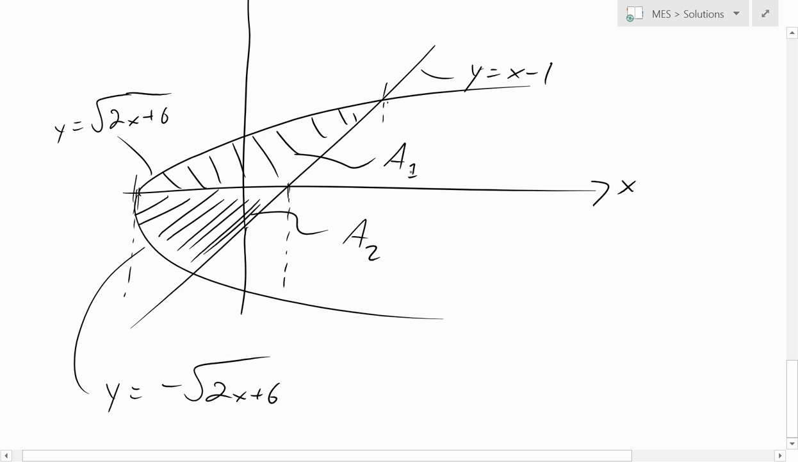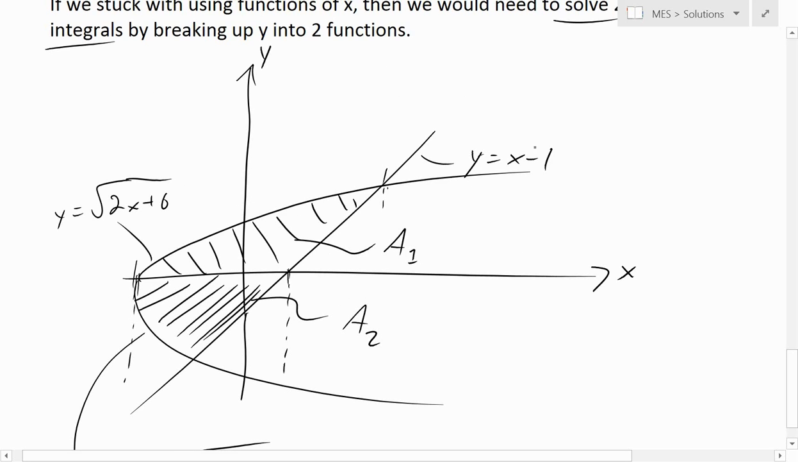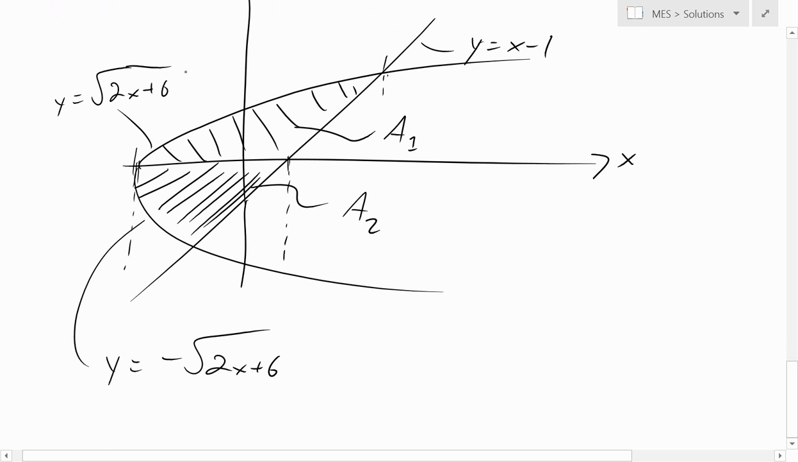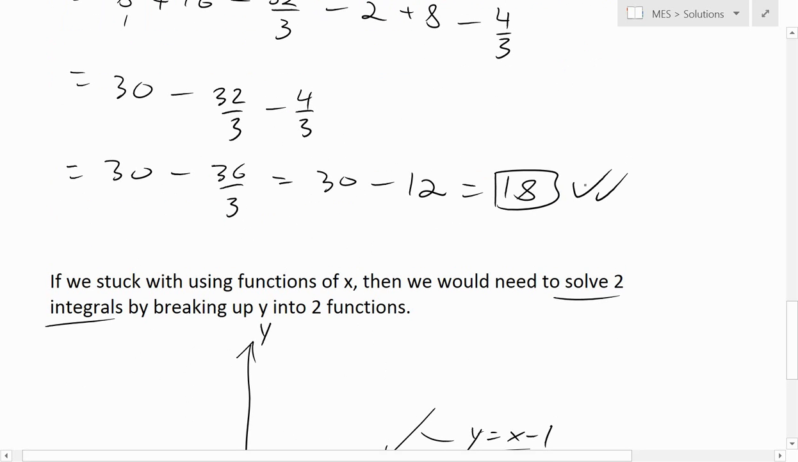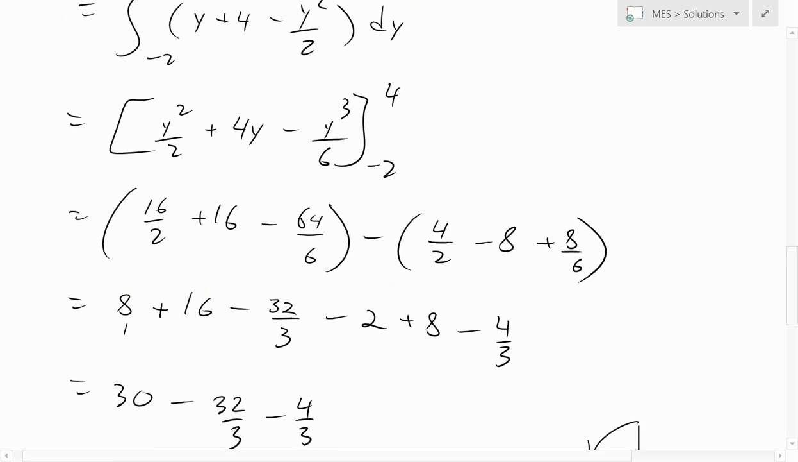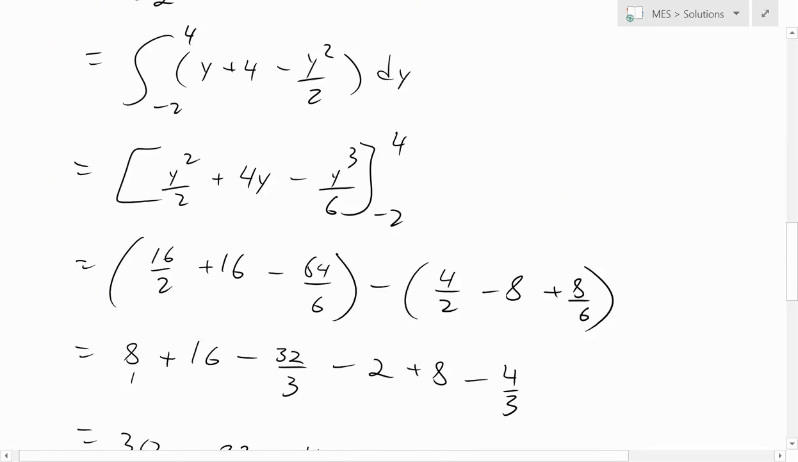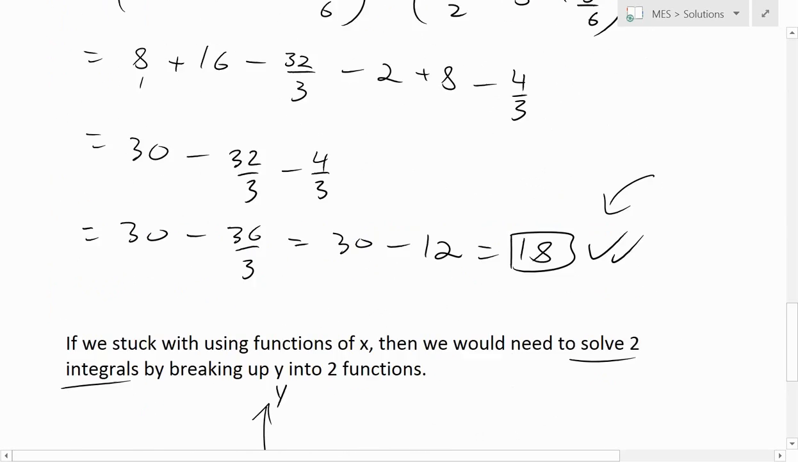Basically two integrals to find two areas, using these two functions and dealing with the square root, which would be just much more complex. So this method right here, switching it to y, is much easier, and we get a simpler answer. Actually, the answers will be the same, but it'll be simpler to get to the answer.